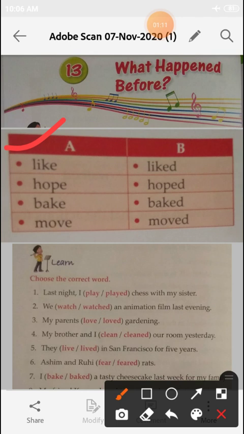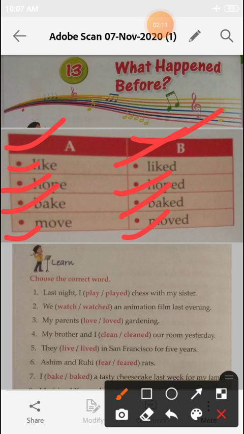Okay students, there are some action words, verbs, given like hope, bake and move in Column A. These are verbs where the action is taking place now, the present time. In Column B, liked, hoped, baked, moved, the action took place before the present time. That is the past time.